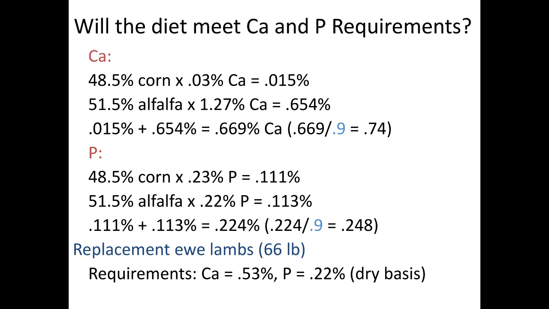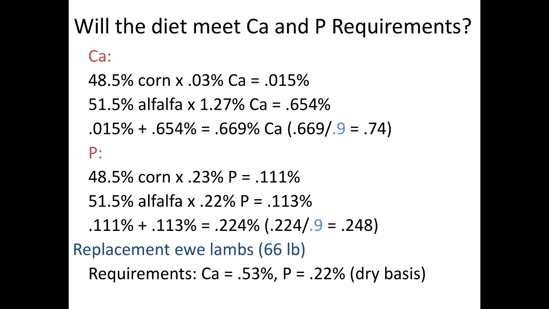For phosphorus, 48.5% corn times 0.23% phosphorus in the corn equals 0.111%. 51.5% alfalfa times 0.22% phosphorus in the alfalfa equals 0.113%.